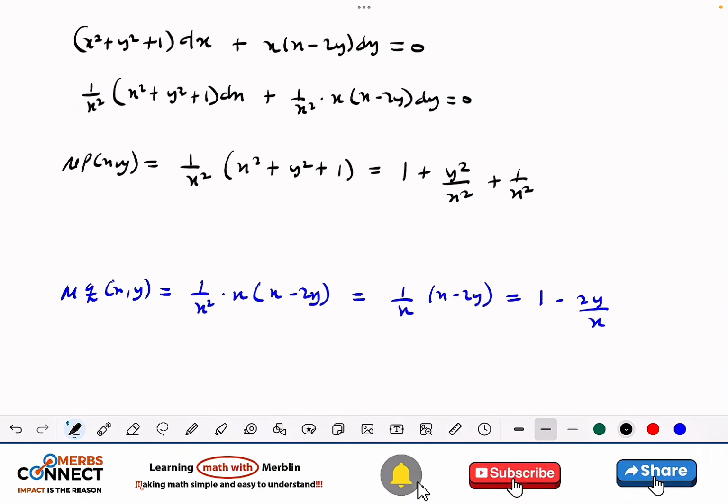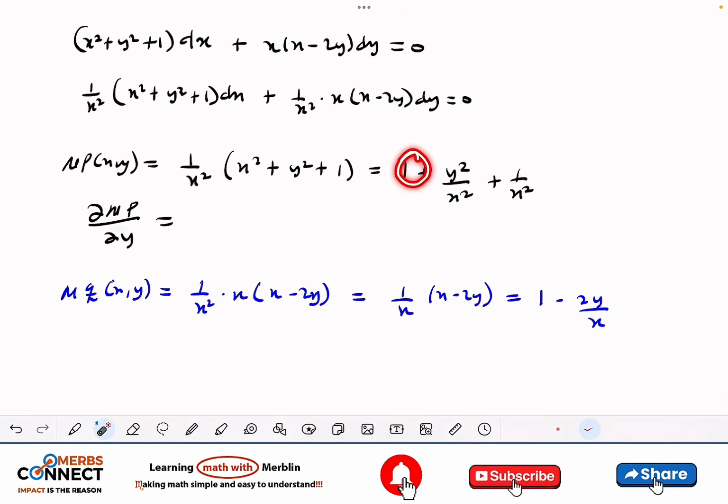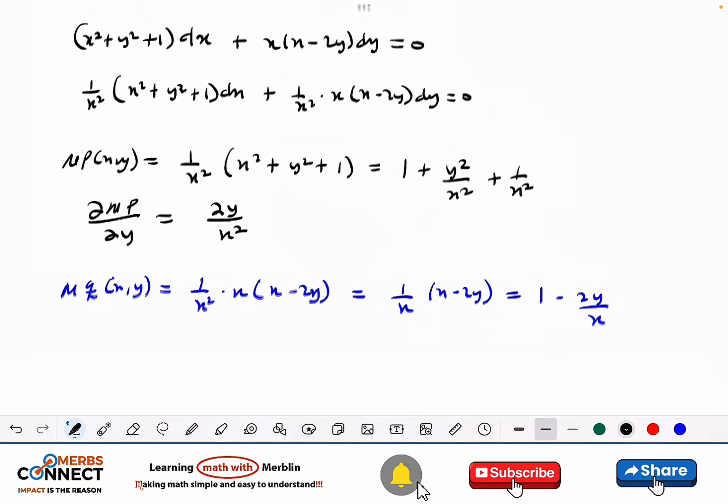So we need to differentiate them. I pick the partial of mu p with respect to y. So let's differentiate this with respect to y. I differentiate this, I'll get 0. Differentiate this, I'll get 0. Now differentiate this. Now 1 over x squared is constant because I'm differentiating with respect to y. So I'm going to have 2y divided by x squared, which is very nice.